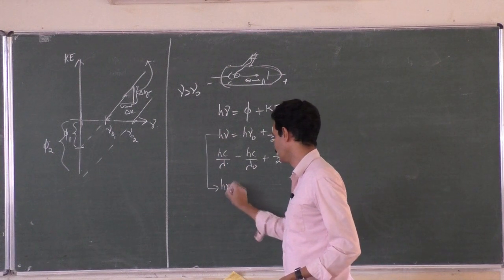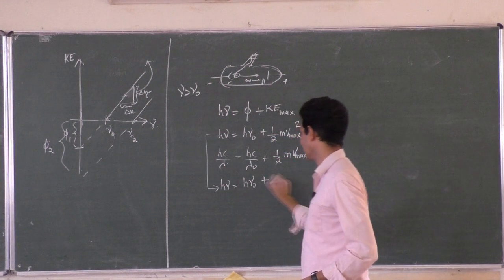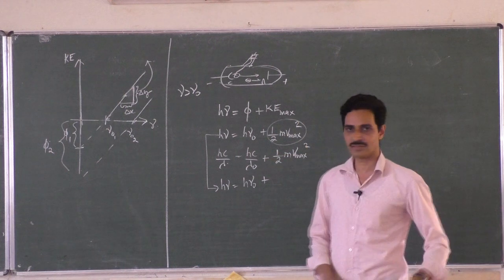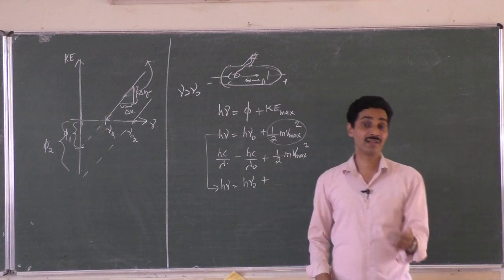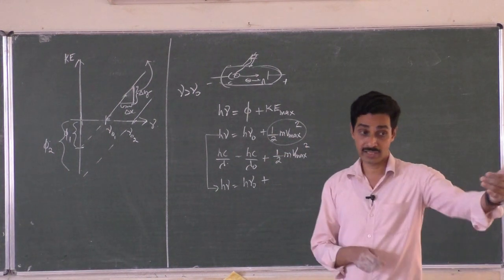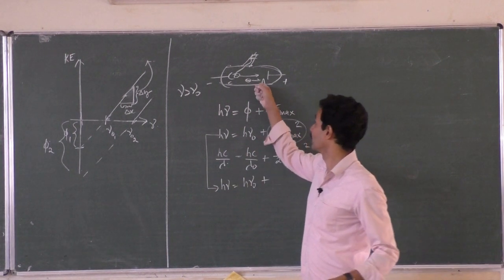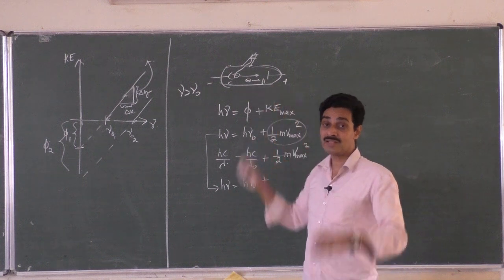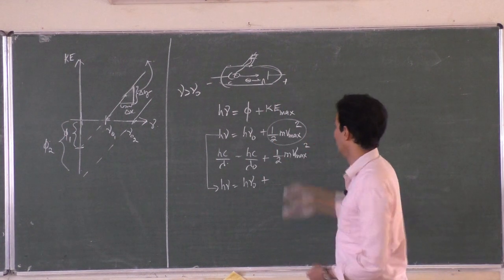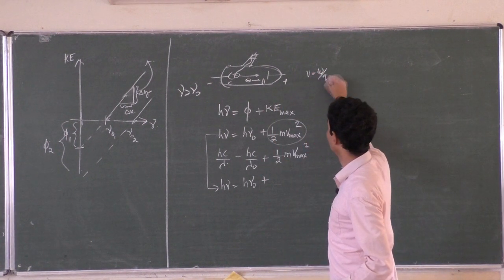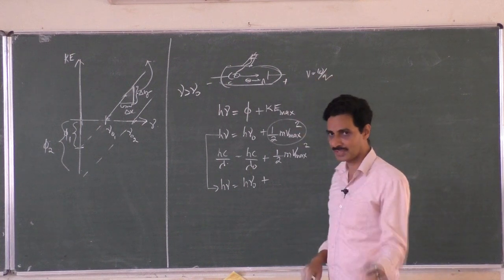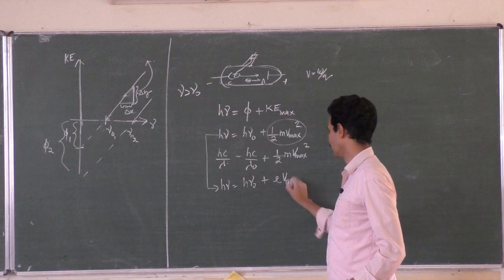h nu is equal to h nu naught plus, you know, what is the kinetic energy of photoelectrons? How can you measure it? You know it. What you have to do is, when the electrons are coming like this, try to stop them. Who will stop them? Reverse the anode potential. Make it negative. What is the maximum potential that can stop it? And potential difference is work done per unit charge. What is work done? Charge into potential. Charge is e, stopping potential is V naught.